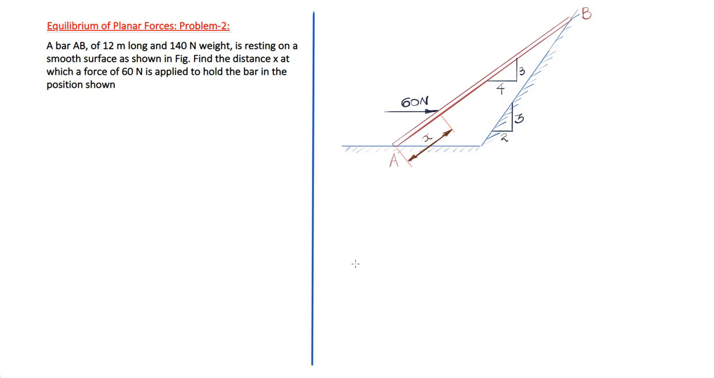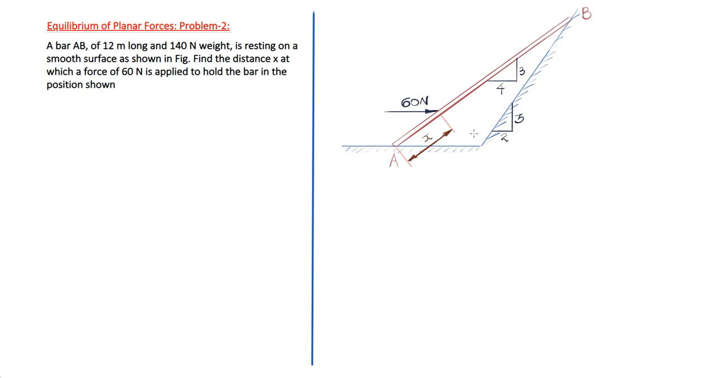On the right hand side diagram, we have the bar AB resting on a horizontal surface and an inclined surface. Both are smooth surfaces, and the inclined surface has a slope triangle of 2 to 3, and the bar itself has a slope triangle of 4 to 3. To solve this problem, first we will take the free body diagram of bar AB and show what forces are acting on the bar.